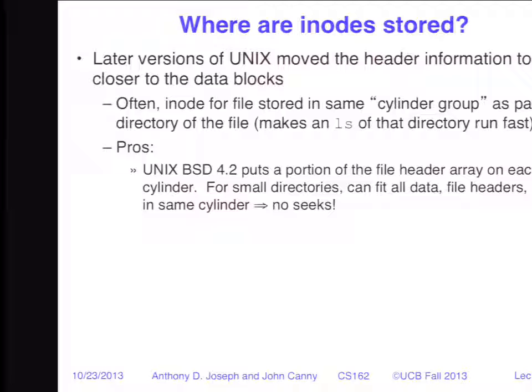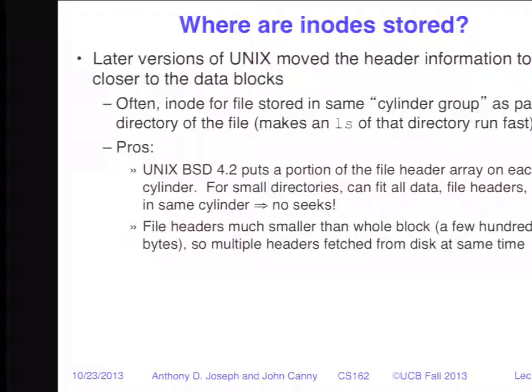Right? And these file headers are really small. So for small directories, we can fit all the file header, all the data, and the actual directory itself on the same cylinder. Zero seeks, just rotational delays and switching heads. Right? So maximizing our performance. Now, even better is the fact that because the file headers are much smaller than a disk block typically, we can store many of them in a single disk block, so we can just do one read and read a whole bunch of them.